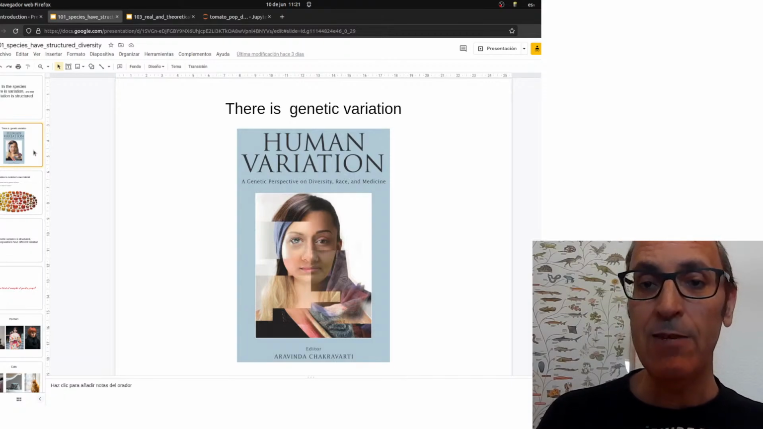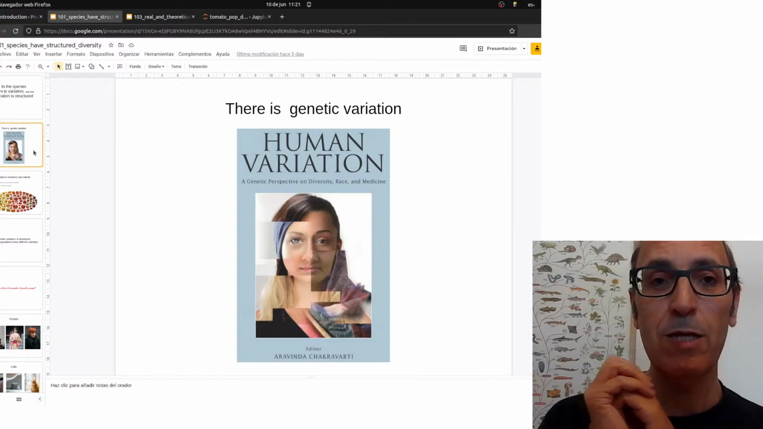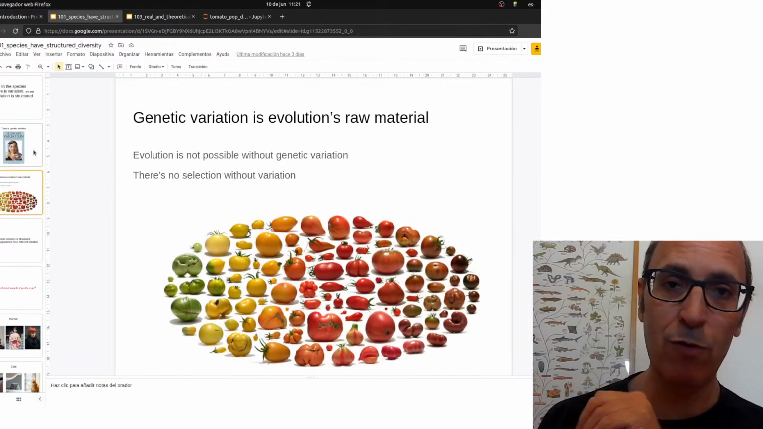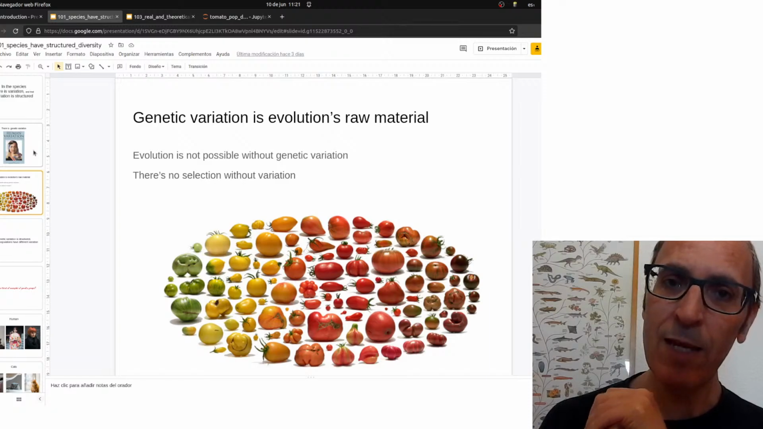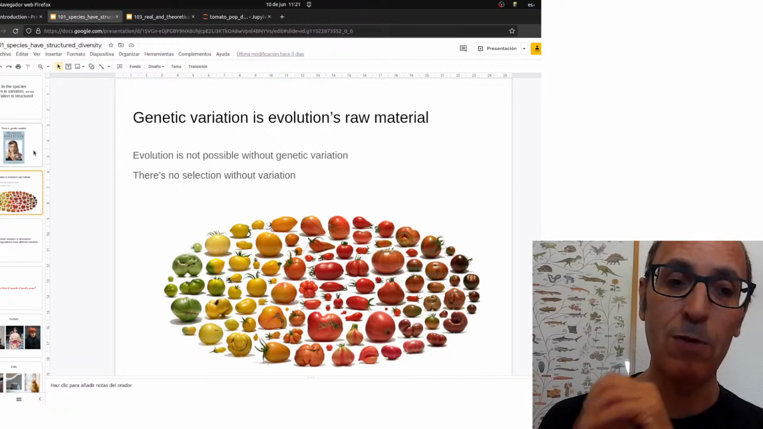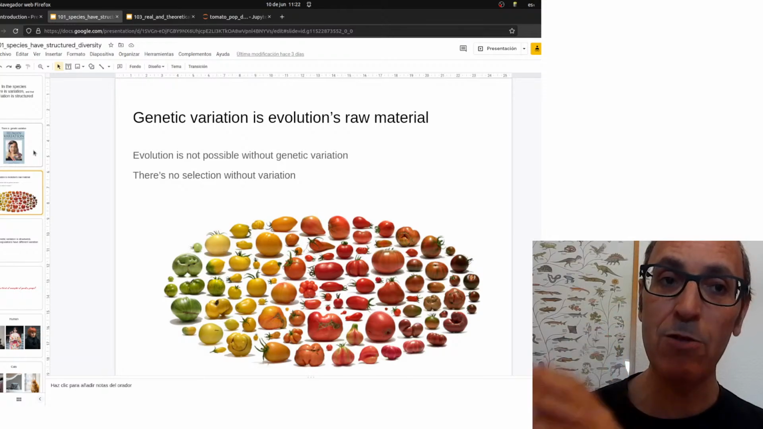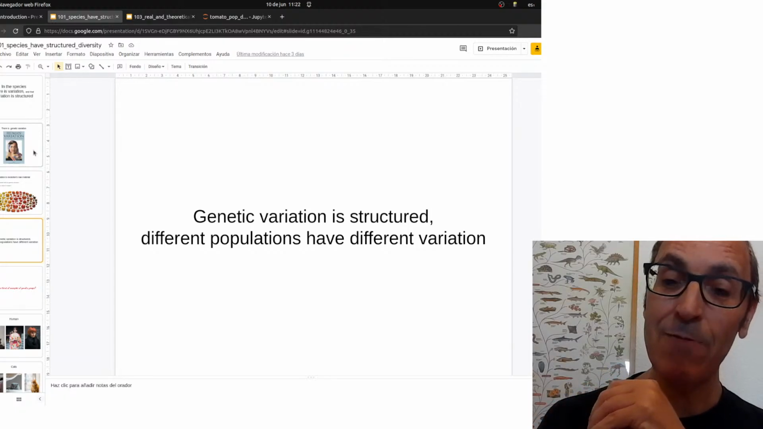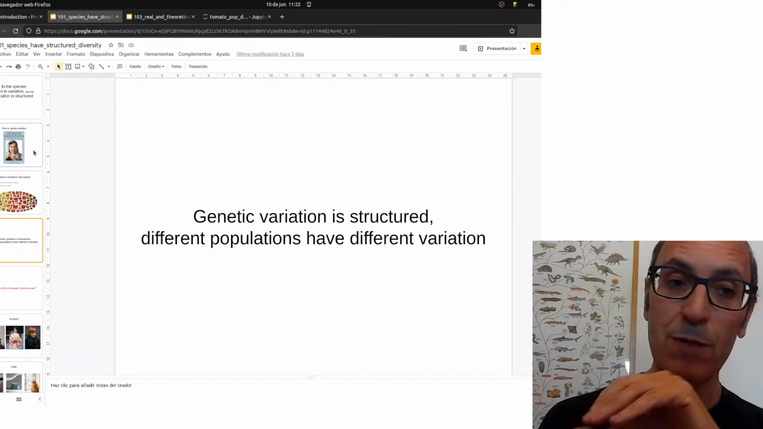There is genetic variation. This is the very first important thing to take into account in species. Not everybody is the same. Not every individual is the same. This is true for any species. And for breeders, this is a very important point, because there's no possible selection and no possible breeding if you don't have variation. So first, species have variation, and we will study how to quantify that variation. And then this variation has a structure. It's not uniform in all species.